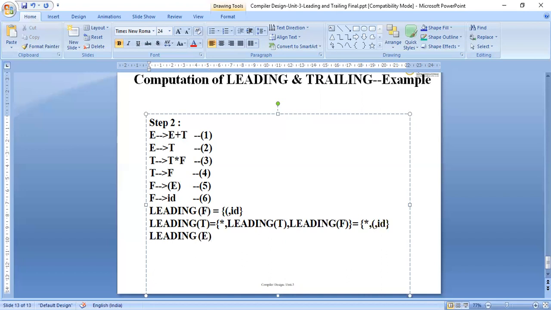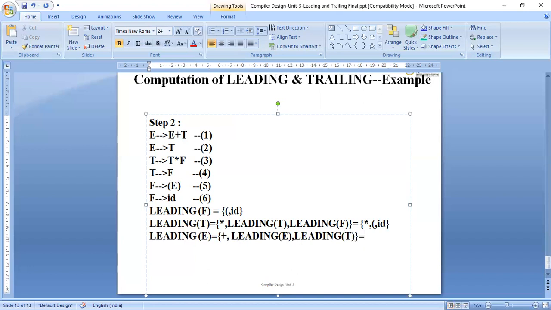When you go with leading of E, as per rule 1, we will apply rule 1. As per rule 1, we have two productions for E, but rule 1 will be applicable only for this plus. As per rule 2, what are we getting? As per rule 2, we will be getting E and T, that is leading of E and T.